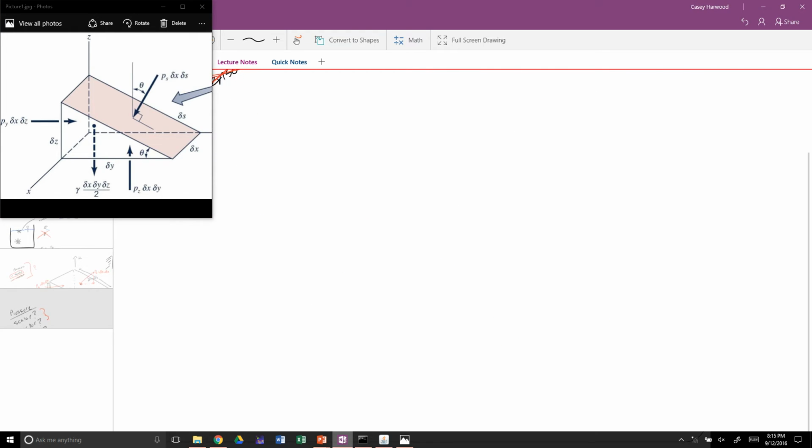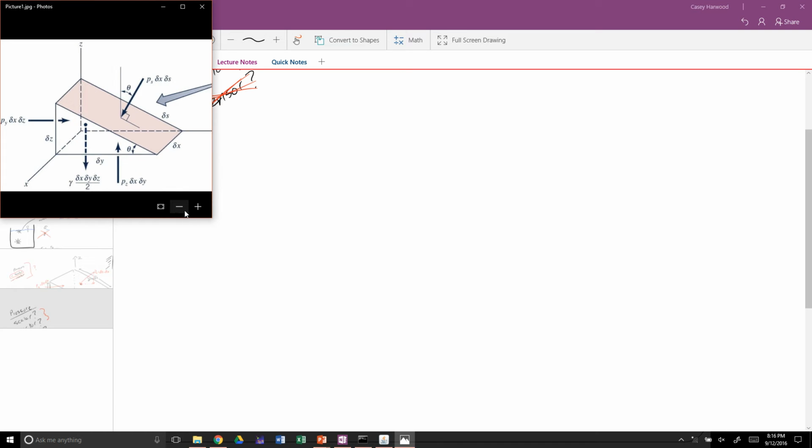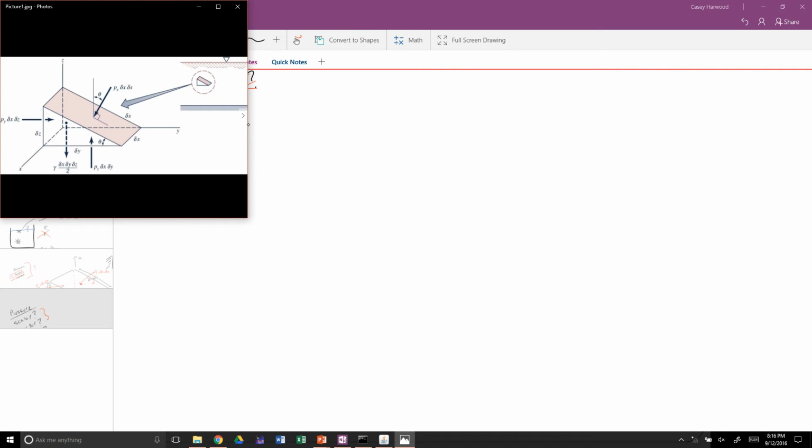Okay, so to tackle this problem, we're going to use good old sum of forces. We're going to go ahead and evaluate this problem in the y direction and in the z direction only. Let me zoom out a little bit so that you can see. So let's begin with the y direction. I know you can't see it, it runs off the extent of the screen there, but here is our y-axis.